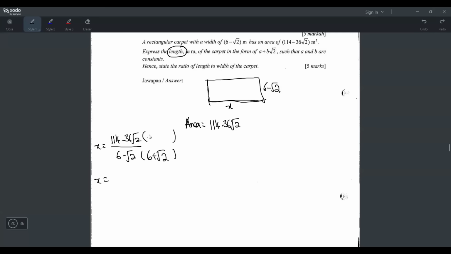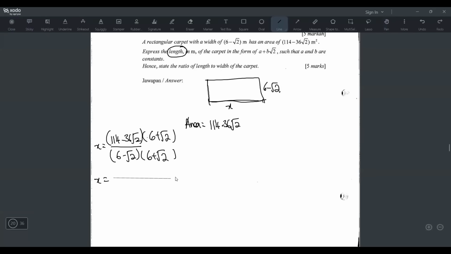So atas pun kena darab benda yang sama, right? And if you ask me why I have to darab with 6 plus square root 2, is because I'm trying to get rid of the square root at the denominator. Kenapa kita darab dengan ni? Sebab kita nak hilangkan square root dekat bawah sini. So atas pun kena darab, bawah pun kena darab, benda yang sama lah. And believe me, once you darab, you will realize that the square root will hilang dekat bawah. And if you don't believe me, you can keep watching and then you will know. So I'll show you now.